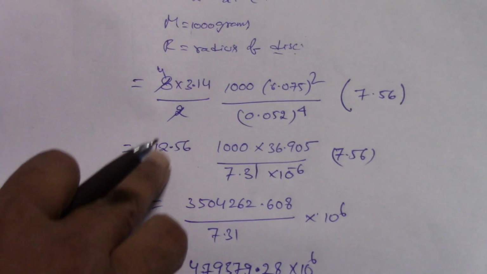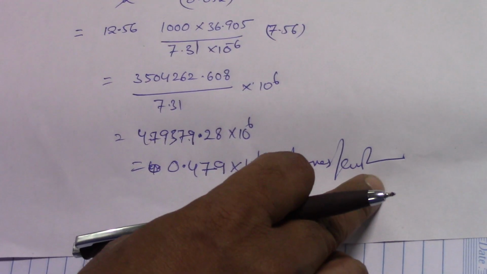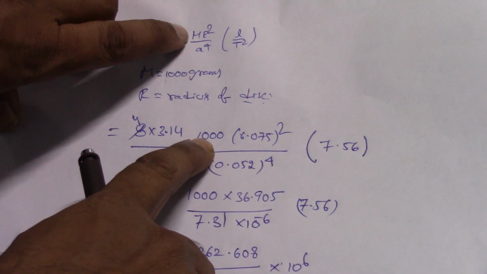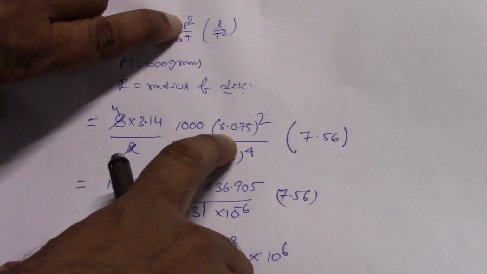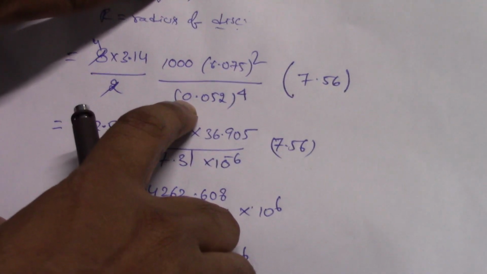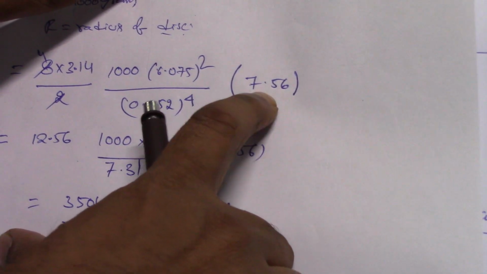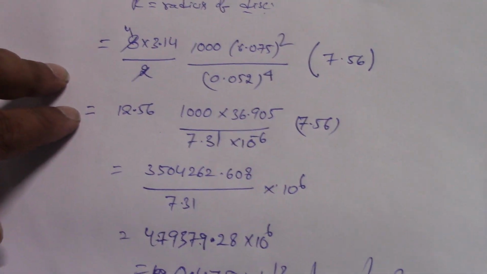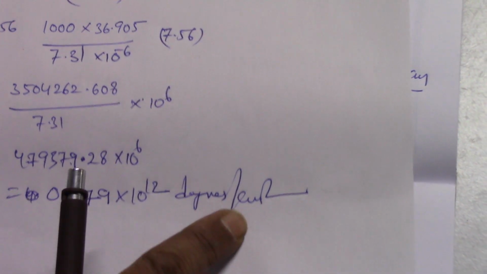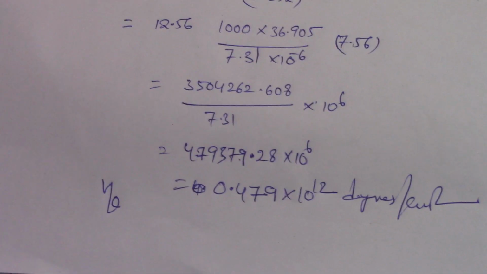Let us simplify. By simplifying this, you would get 0.479 into 10 to the power of 12 dynes per centimeter square. So simply what I substituted is 8 by 3.14, 2, mass of the disc is 1000 grams, radius of the disc we calculated as 6.075 whole square, divided by a, the radius of the wire, 0.052 whole to the power of 4, into L by t square, which is 7.56. Actually you have to evaluate it from the graph. So by simplifying this you would get 0.479 into 10 to the power of 12 dynes per centimeter square. So this is the rigidity modulus of the wire.